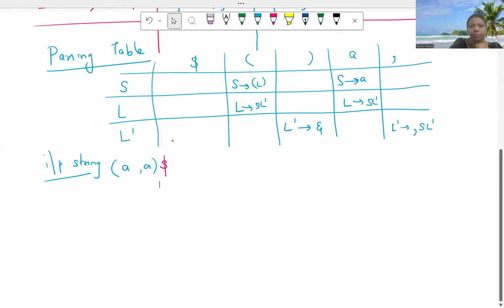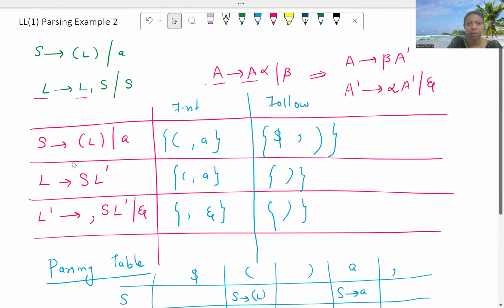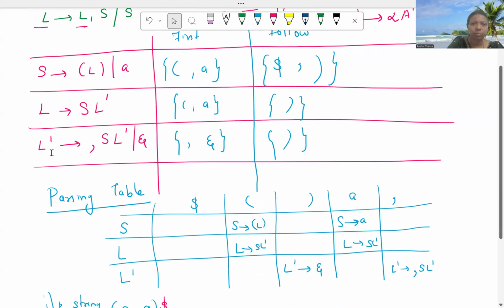And we know that this LL parser has a stack, and then we have an input buffer. After that, we have to say what action is taken. Always at the bottom of the stack, we have dollar followed by the start symbol. Here, the start symbol means in the production, the first symbol. Usually it will be the start symbol. So it is S.